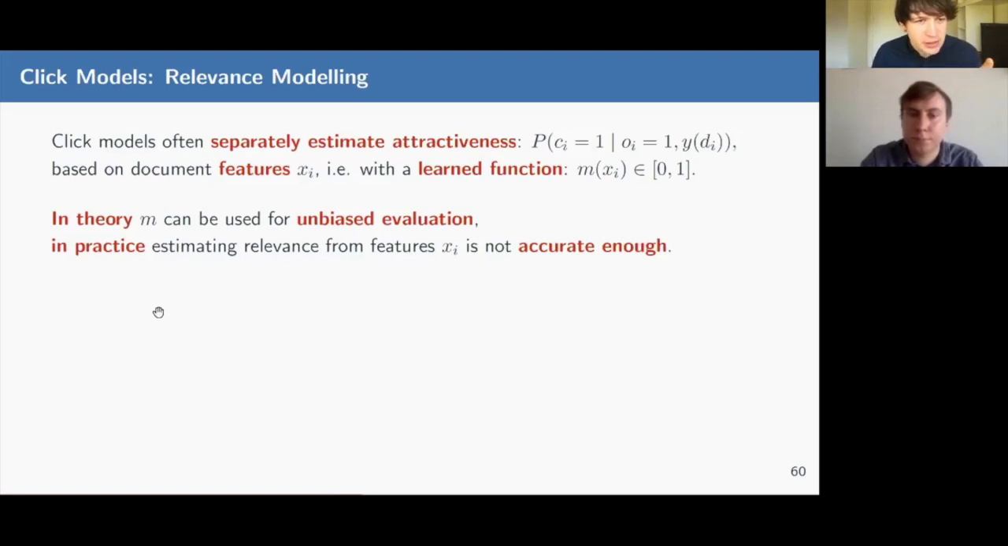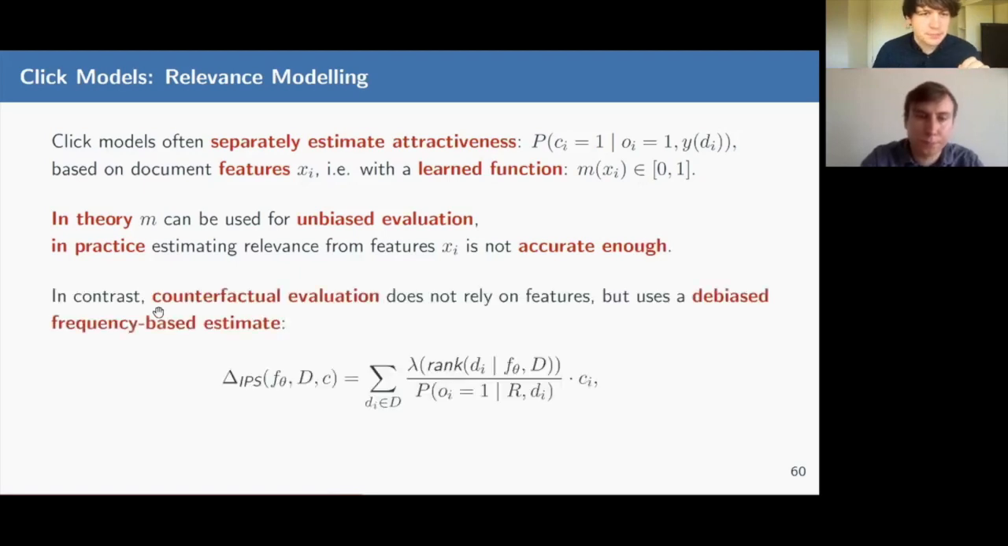But counterfactual estimation seems to work very well. So what's going on here? The key difference is that click models rely on feature-based models. We need this M, and it needs to take document features. But what we've seen so far in counterfactual estimation didn't rely on any features. If we look at our IPS estimator, it just relies on the propensity, so we need to know the rank. Maybe the rank depends on features, but it doesn't have to per se. The relevance part all comes from the clicks. So we don't have a model that takes features and tries to estimate relevance. We do it based on a frequency estimate.